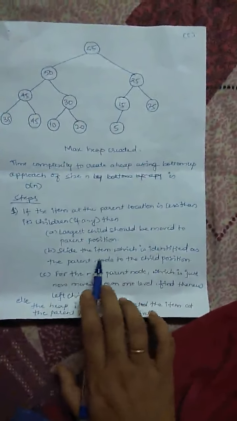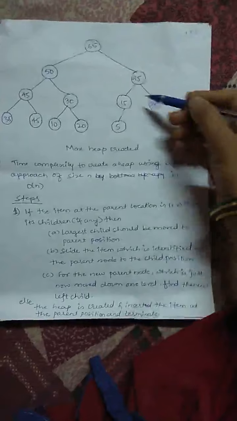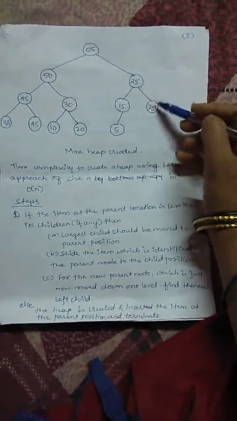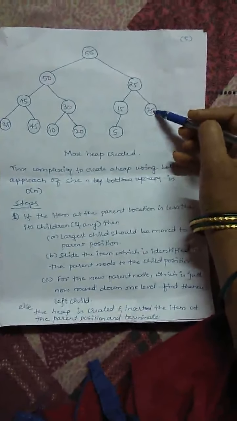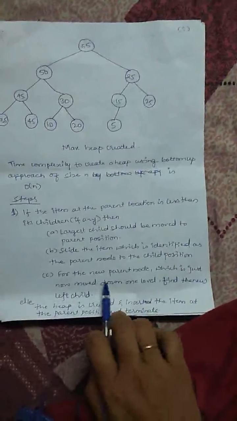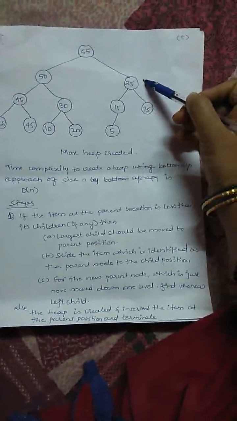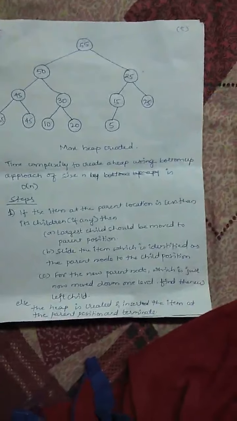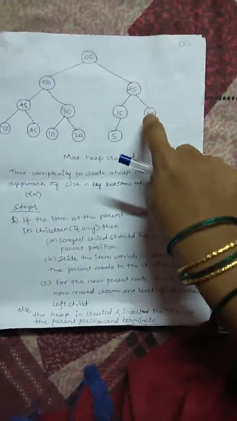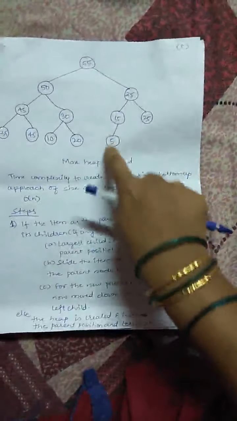Next, slide the item which is identified as a parent node to the child position. See, we were going through this one, no? So we are moving this down, sliding this down to this child node, and we are taking that to the parent. For the new parent node, which is just moved down one level, find the new child. So what they are saying is, when you are doing one exchange, you have to see that its below level is again following the heap.